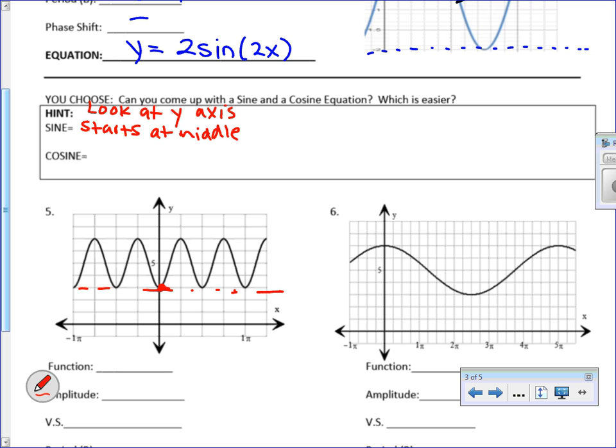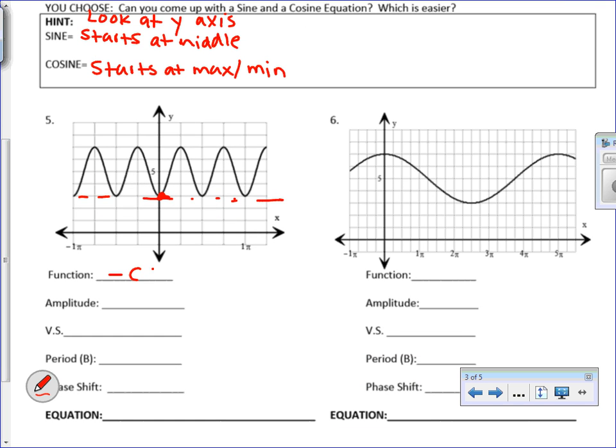If your graph starts at a max or min, you're going to use the cosine function. If you're starting at a max, that's a positive cosine function. So if you're starting at a min, it's going to be a negative cosine function. So I'm going to write negative cosine right there.